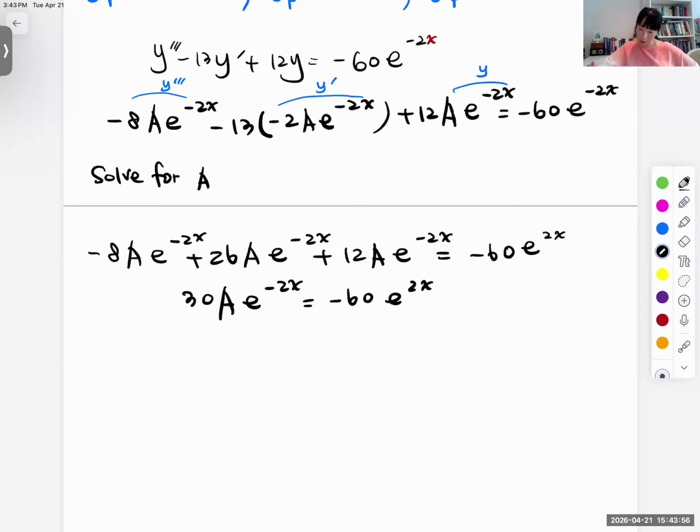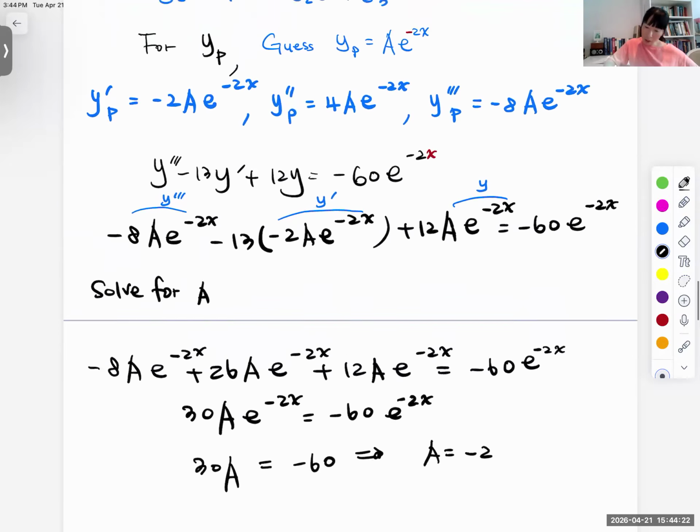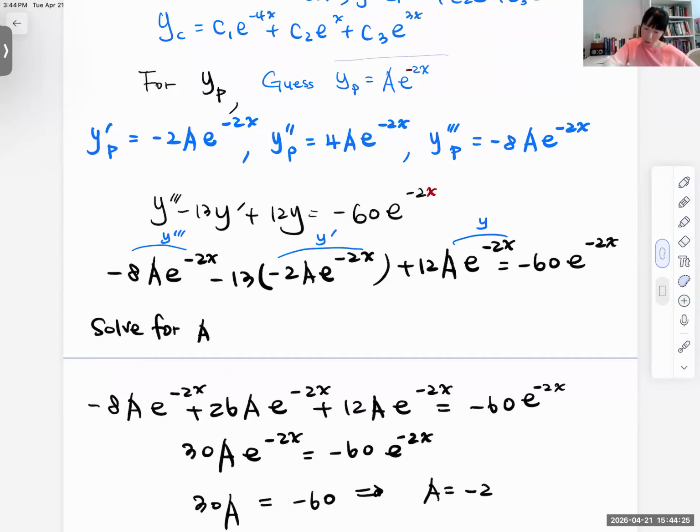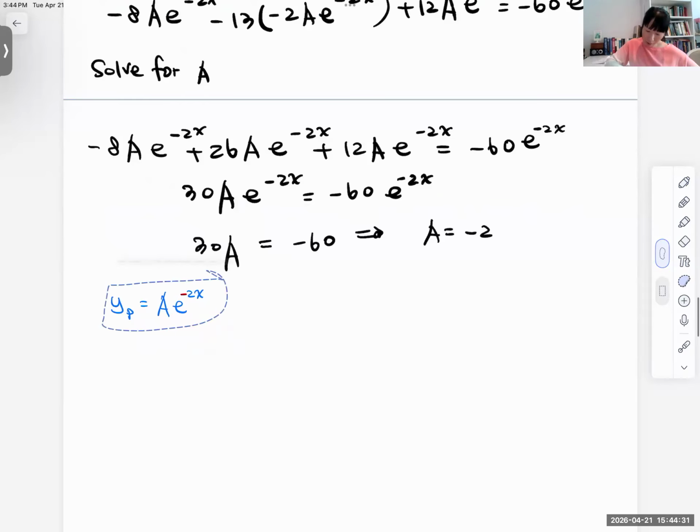Hold on one second. This is a negative, right? Negative. So negative, negative. So we divide by that, that's 1, right? And we get 38 equal to negative 60, right? Then a equal to what? Negative 2, excellent. So we have the particular solution: a equal to negative 2, so negative 2 e to the negative 2x.